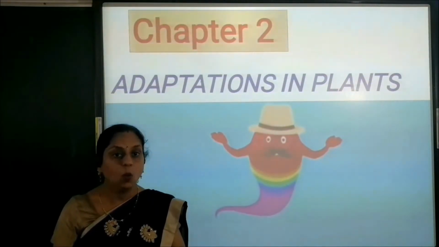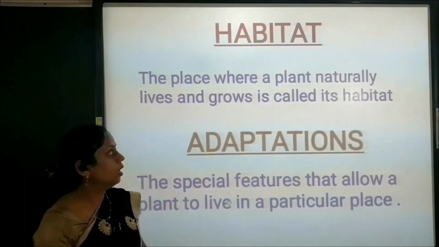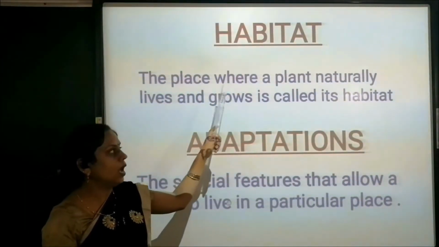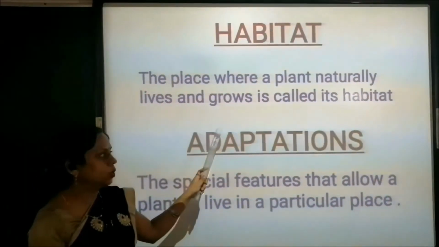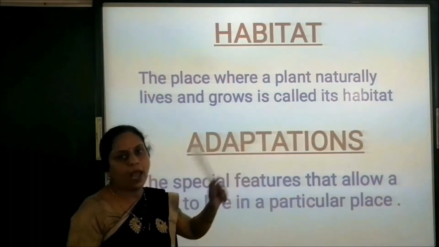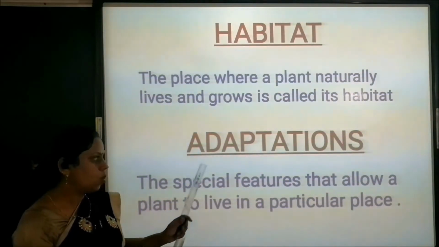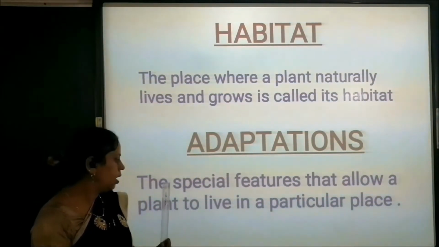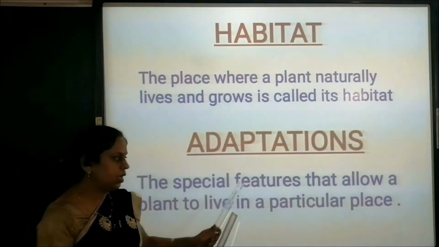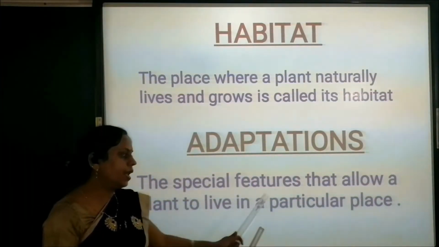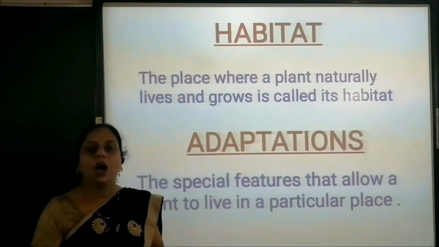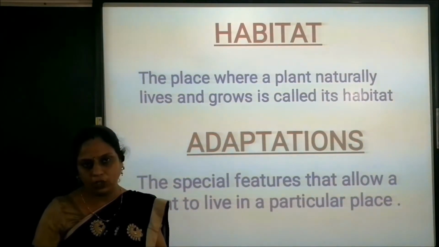So children, what is habitat? The place where a plant naturally lives and grows is called its habitat. What are adaptations? The special features that allow a plant to live in a particular place are called adaptations.